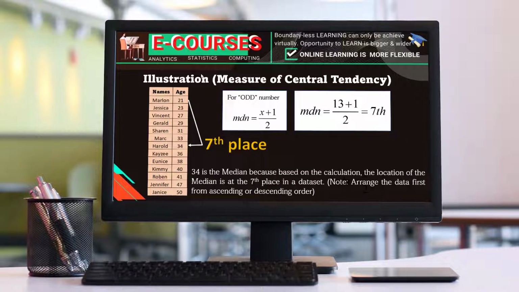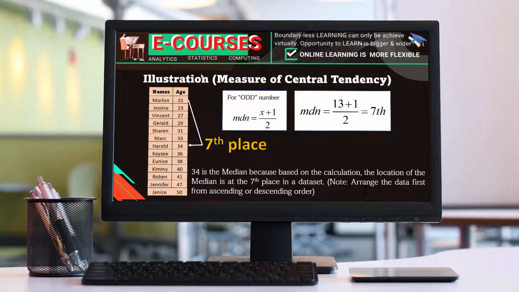Now, this is the median. As I told you earlier, there are two formulas to use in calculating the median, depending on whether your given number is odd or even. This is an odd number, because there are 13 rows of data: Marlon, Jessica, Vincent, Gerald, Sharon, Mark, Harold, KZ, Eunice, Kimi, Roven, Jennifer, and Johnny. So all in 13, right?